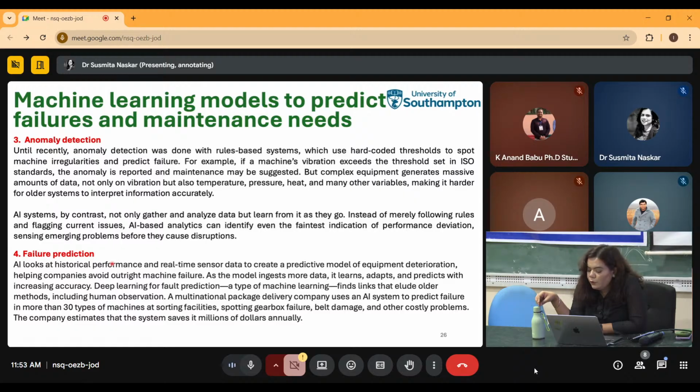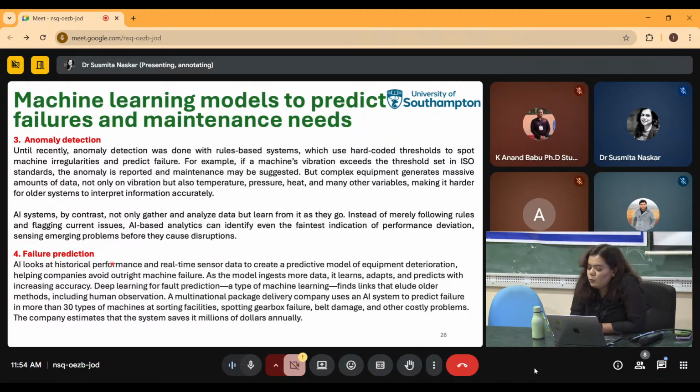So the more data flows in, the more the model will adapt, and then it will predict failure in more accurate cases, right? Using deep learning methods, by using the AI tools, we can discover the patterns that older methods, including human observation, often miss. So what we can do with this AI tool is difficult to do with human observation, sometimes or most of the time. For example, if you think about a multinational package delivery company, right?